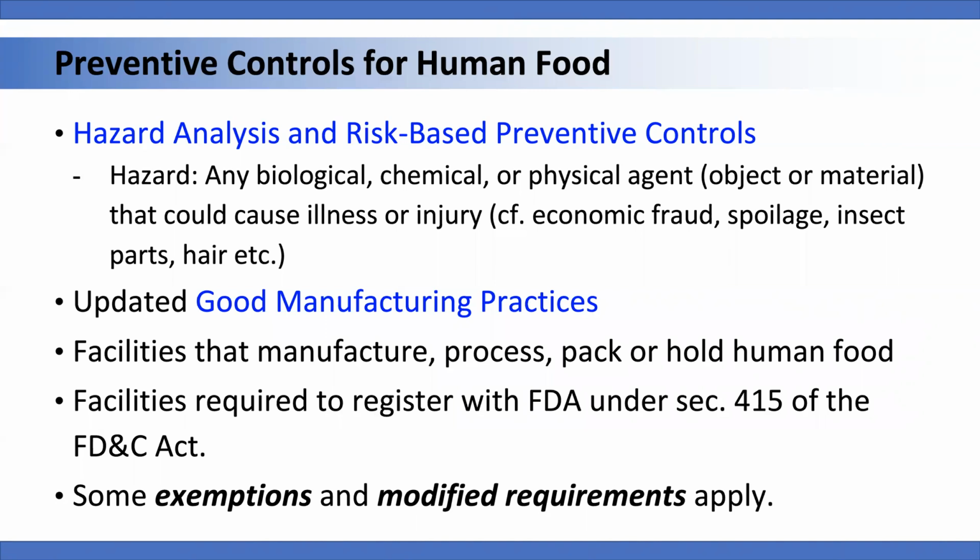Preventive controls for human food covers facilities to manufacture, process, pack, or hold human food, and facilities are registered with FDA. And as described earlier, there are some exemptions and modified requirements applied.